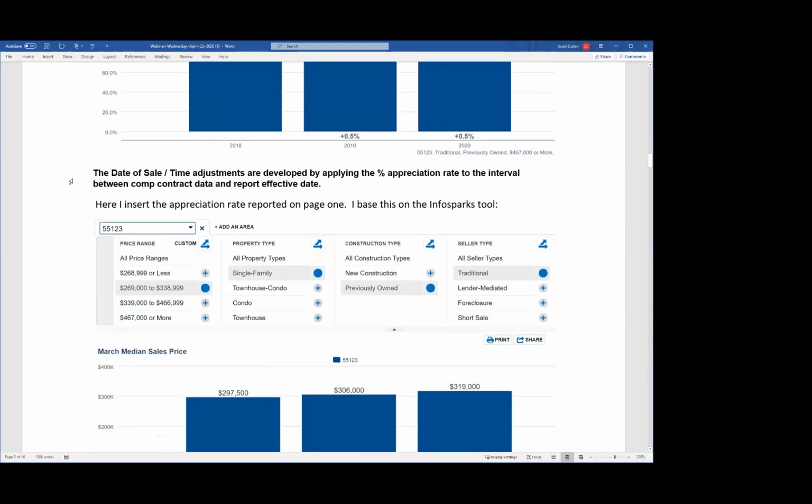The next part I get into after adjusting the competing properties is the time adjustments.